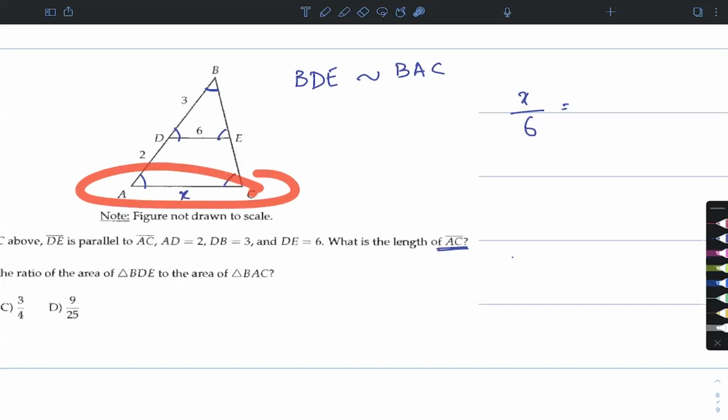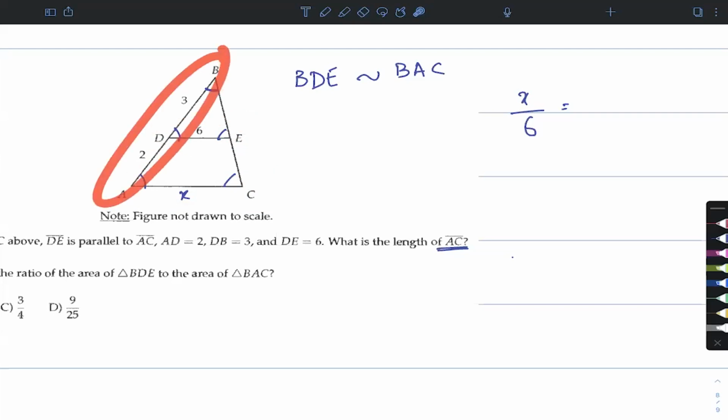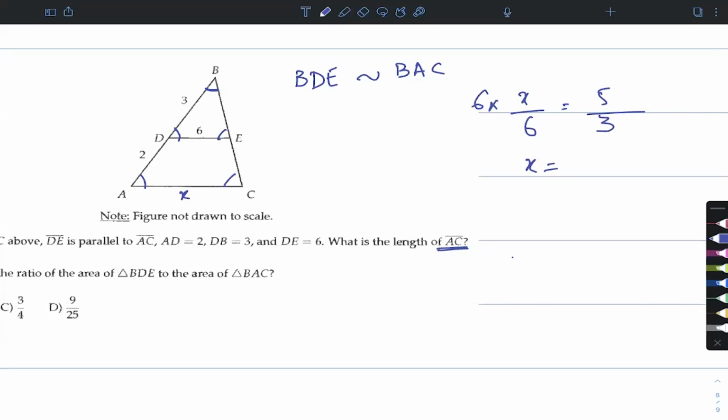So this side, AC, is proportional to this side, DE. Similarly, this whole side is proportional to this small side. What is the length of this whole side AB? That is 5, right? And this side DB, the smaller one over here, that is 3. So there you have it. That's my proportion, 5 over 3. Now I can say that X is going to be, I multiply this side by 6, so X is going to be 10. So there you go. X is 10.